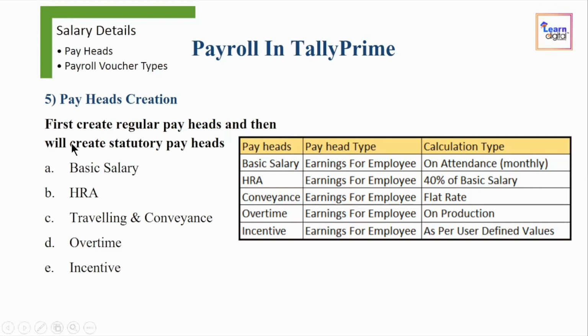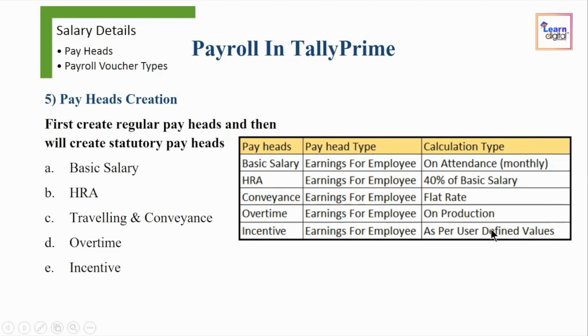So in this session, we will create basic salary, HRA, that is house rent allowance, traveling allowance, overtime allowance, and incentive. So we will create the first regular pay heads, and then we will create statutory pay heads. Those are used for deduction, as well as some amounts get added to this employee's salary. So let's start with creating pay heads.